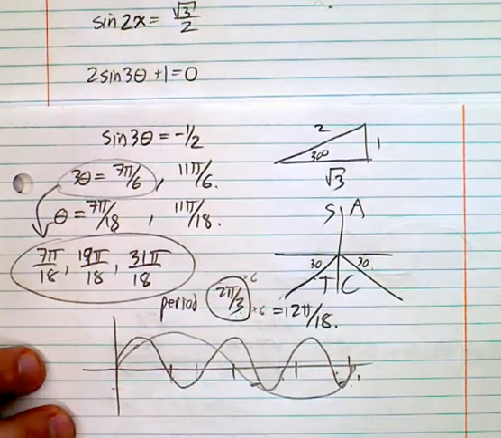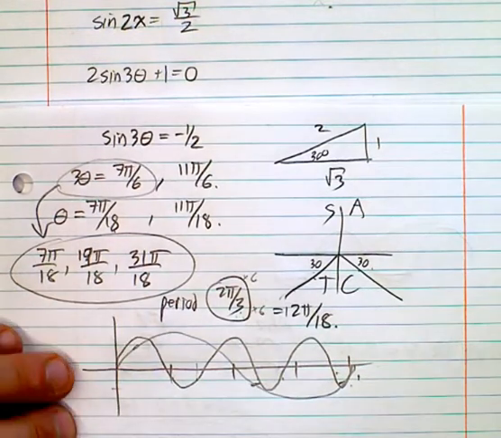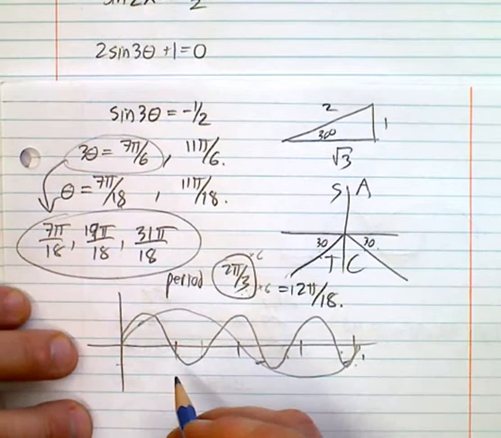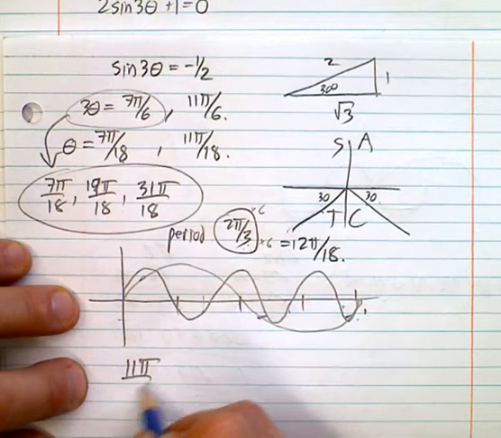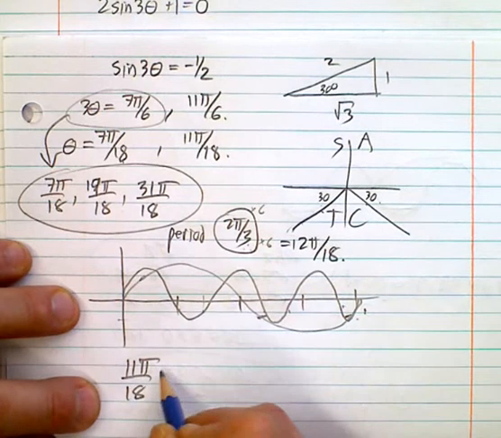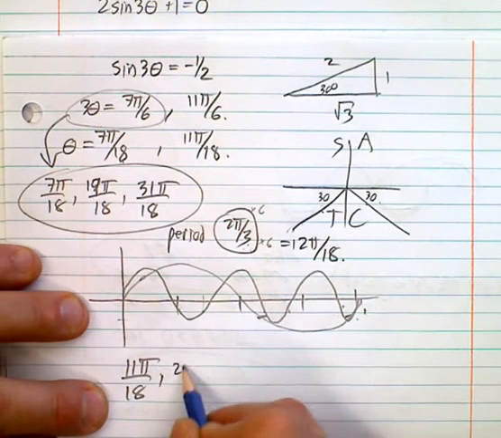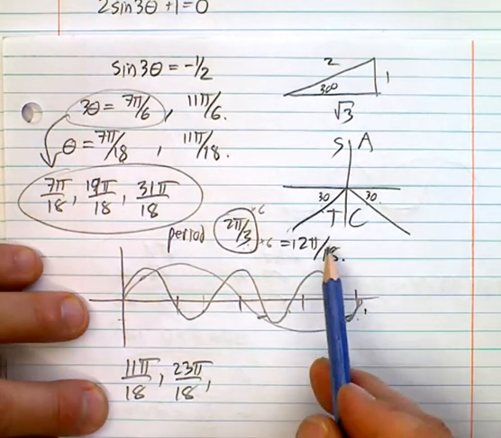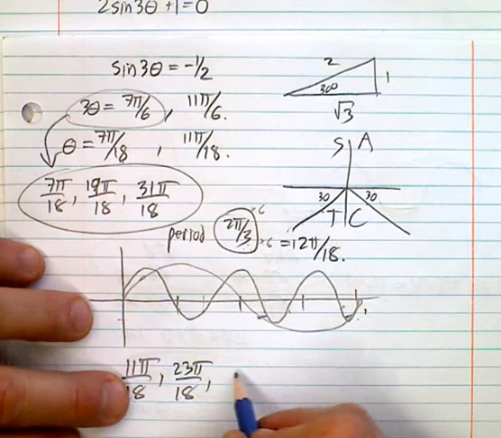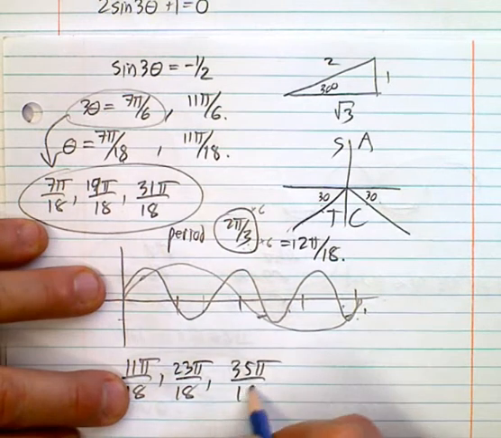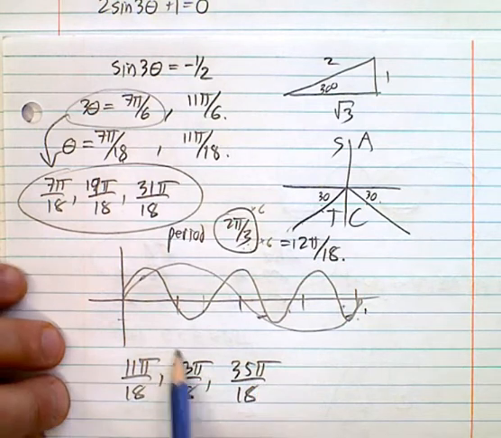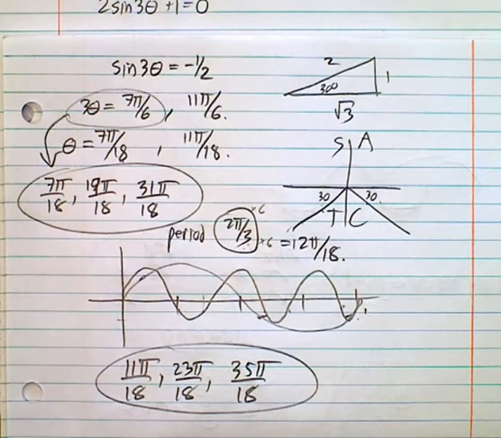Okay? And then similarly from this one, 11 pi over 18. So we're going to have 11 pi over 18, and I'm going to add 12 pi over 18, which gives me 23 pi over 18. And then I'm going to add another 12 pi over 18, which gives me 35 pi over 18. And you can see that 2 pi would be 36 pi over 18. So that's all I have. Those are my final solutions, ladies and gentlemen, for that situation.